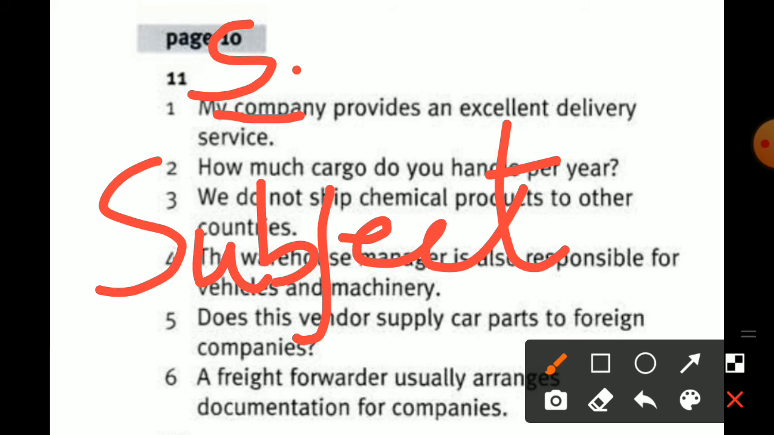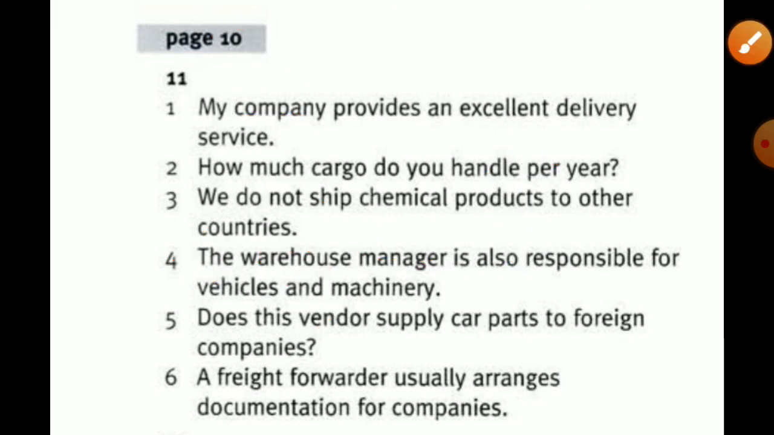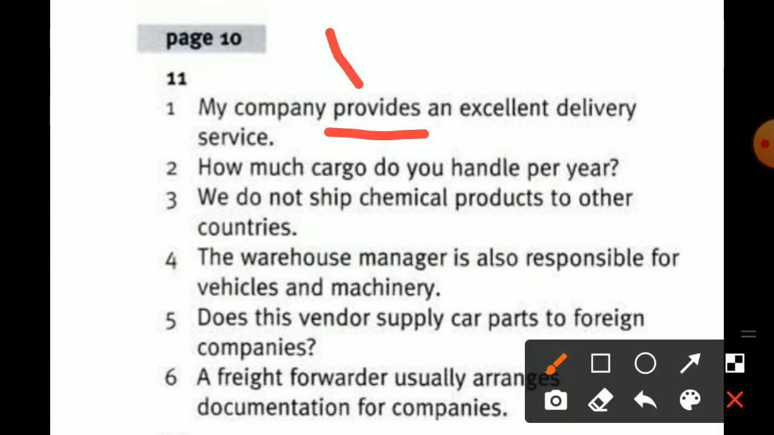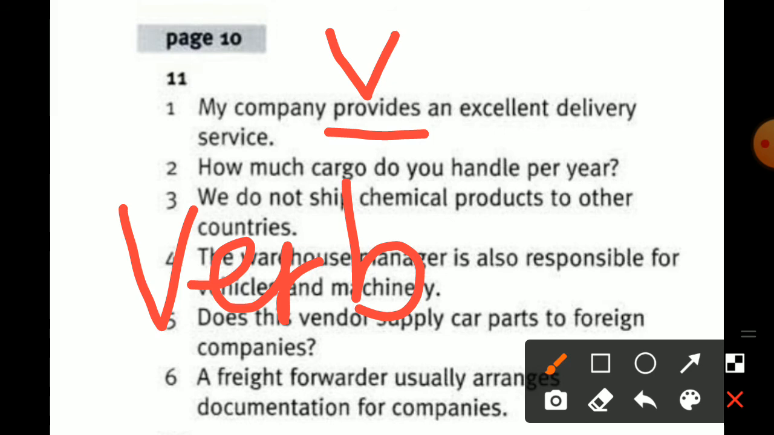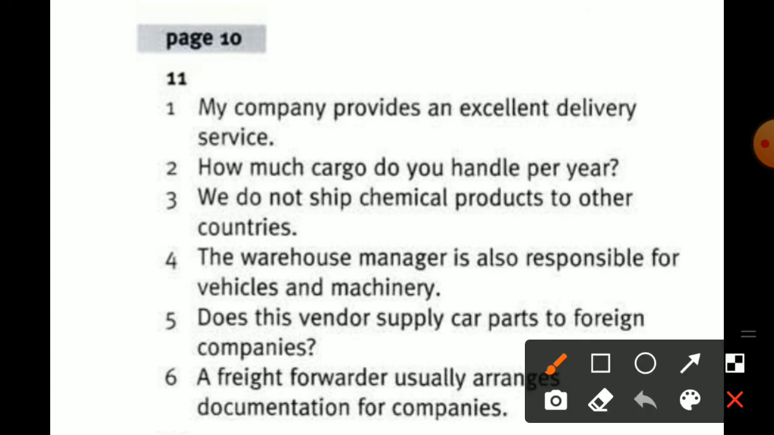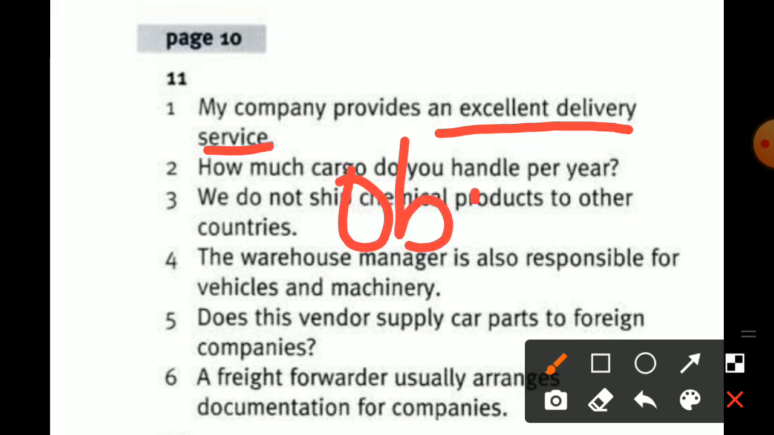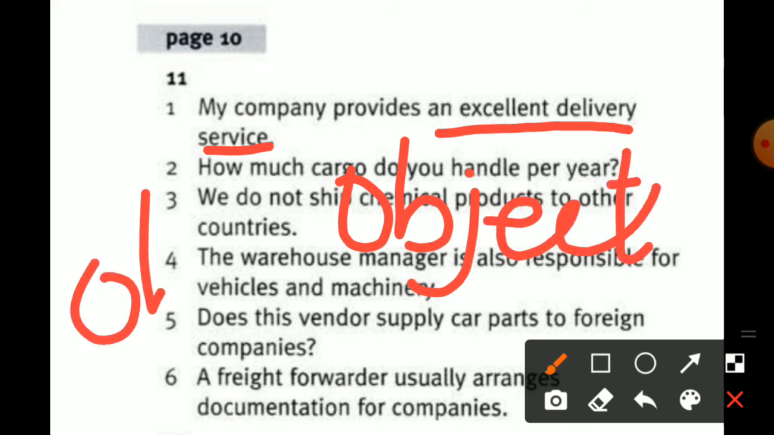The subject is the first part of the sentence. And then we have the verb, which is the second part of a sentence. At the next part, we have an excellent delivery service, all of which we call the object, or you can write the short form like this. This is the last part of a sentence.